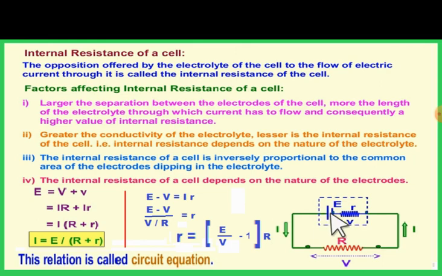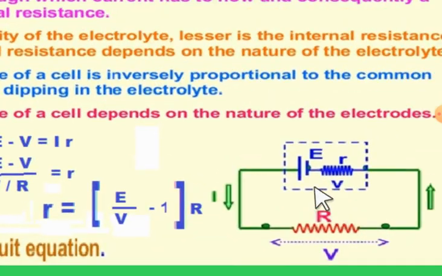If the electrodes are very close to one another, then what happens? Less length needs to be moved by the ion from one point to another, right? If these two electrodes are very close, the opposition will be less, so internal resistance will be less. If the positive electrode and the negative electrode are very far away, then the ions need to move a longer distance. So in that case there is more opposition to the flow of ions, and your internal resistance will be high.